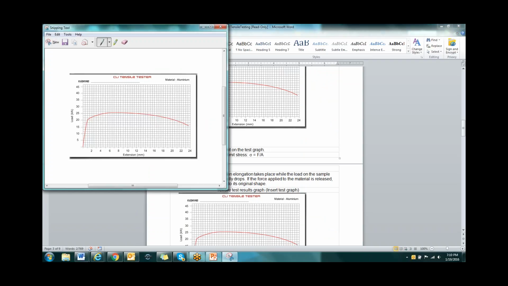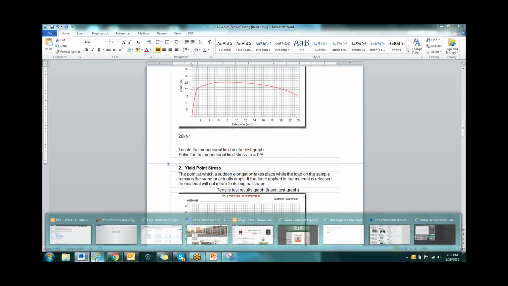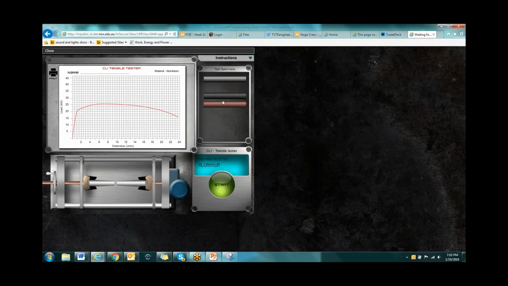Now, you'll notice that we're using the original area of the piece, so before it actually broke, as opposed to the area once it's broken. And that's kind of a standard that's used in material testing. It's kind of difficult to figure out what the area is as it's being stretched. So they just use it as a standard to make it a little bit easier.